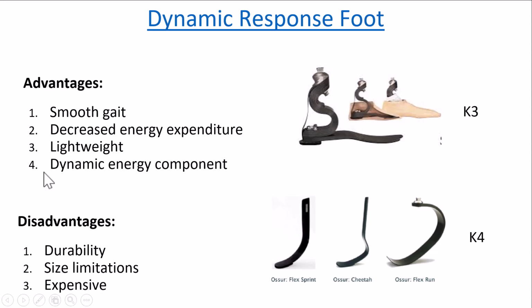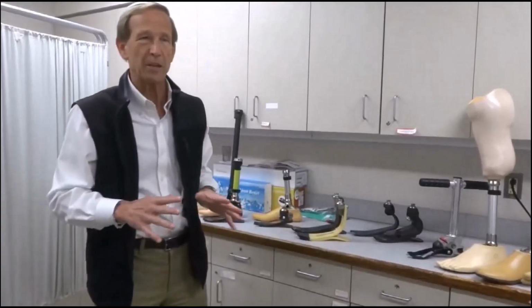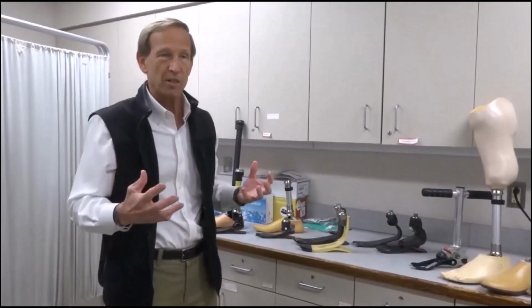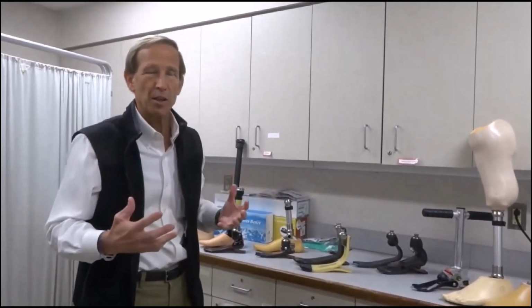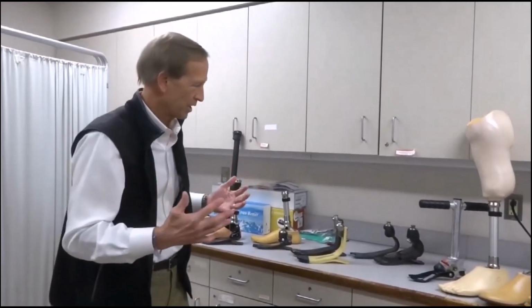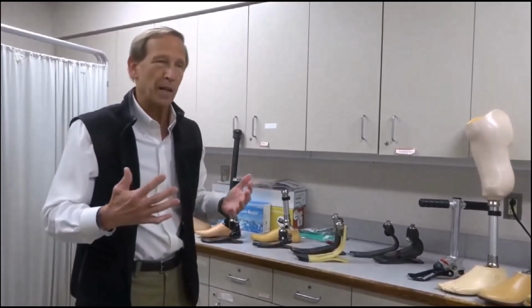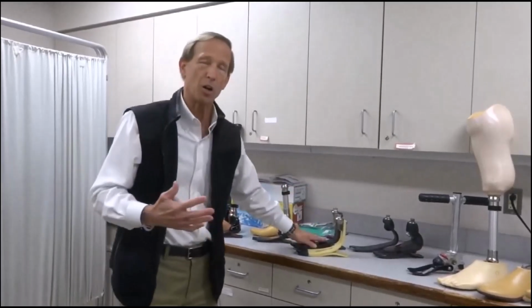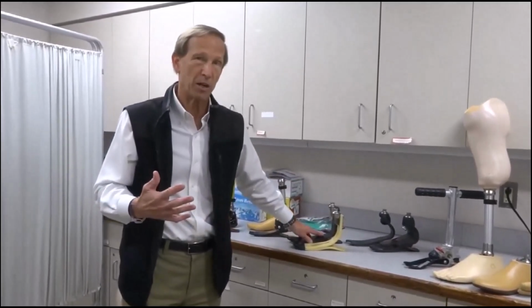Advantages and disadvantages are listed on the left-hand side of the slide, but for now, let's watch this video on dynamic response feet. Those categories are helpful, but to be honest, of the 220 prosthetic feet out there, 200 of them belong in one category, which is category 3, where we now allow patients to get what's called a carbon fiber or dynamic response foot.